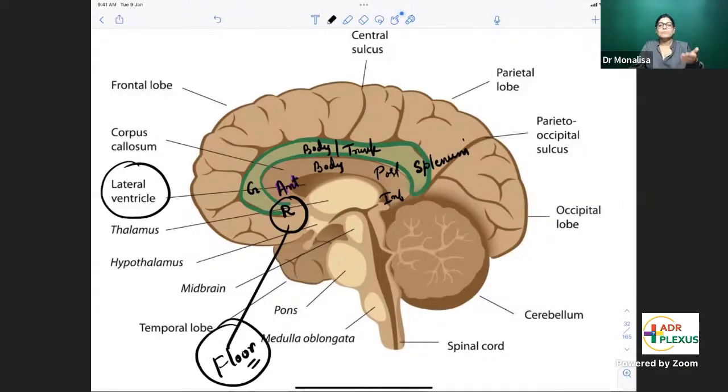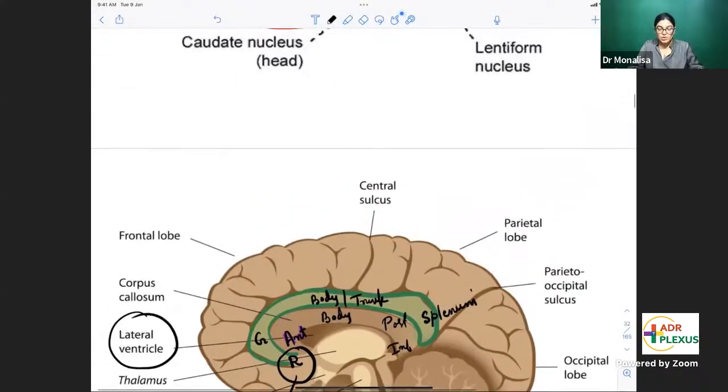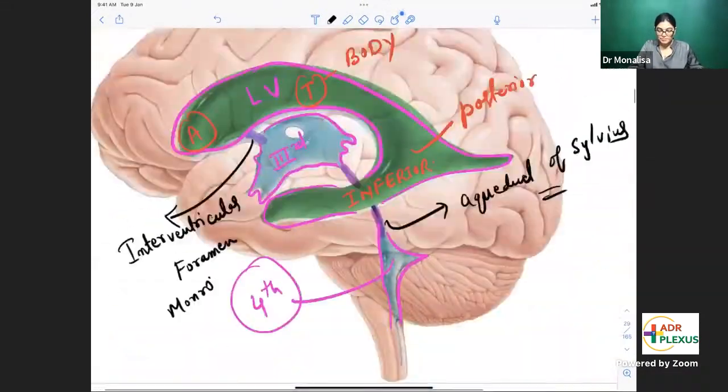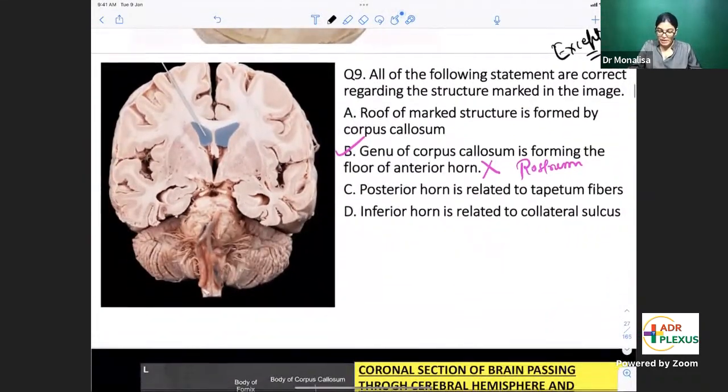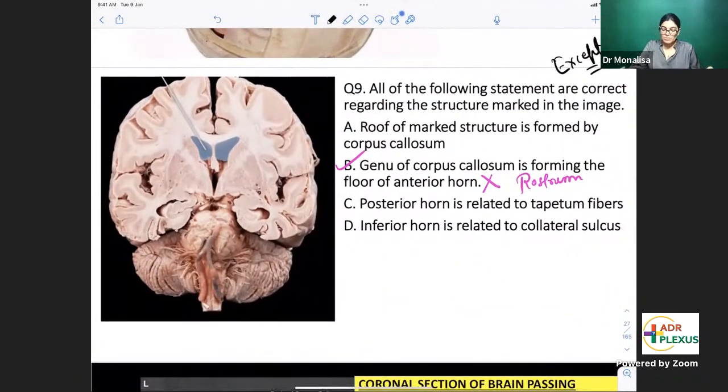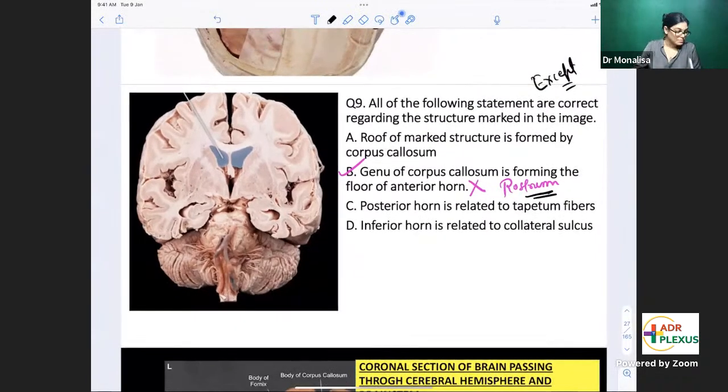Is it clear? The rostrum part of the corpus callosum is beak-like. It is forming the floor, not the anterior relation of the lateral ventricle. So which is the wrong statement here? The wrong statement is B. Genu of corpus callosum forming the floor is wrong. Actually, it is not the genu part of the corpus callosum. It will be the rostrum part of the corpus callosum.